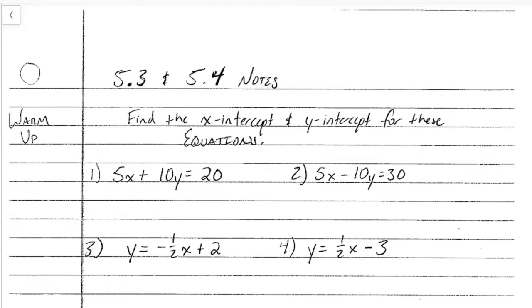All right, here are some warm-up problems to try. Press pause, try these on your own. Can you find the x and y intercept for these equations? If you do not recall, the x-intercept is where it crosses the x-axis. So there is an x number, but that means the y number is 0 and vice versa. The y-intercept would be where this crosses the y-axis, so the x would be 0. Pause it. Good luck.